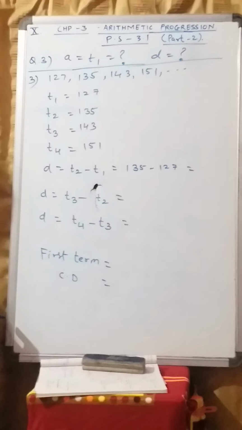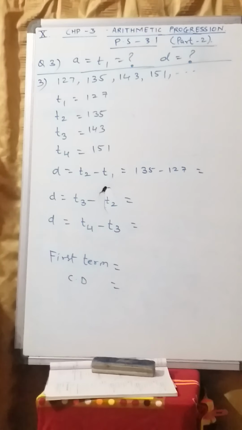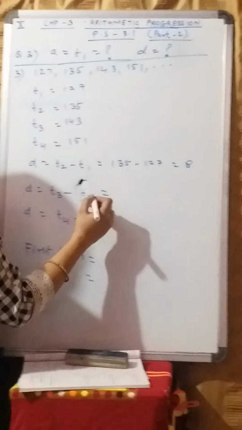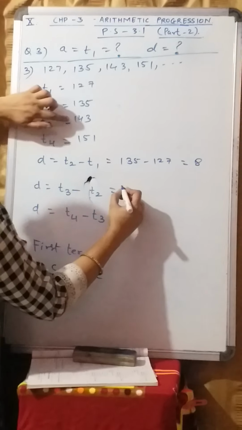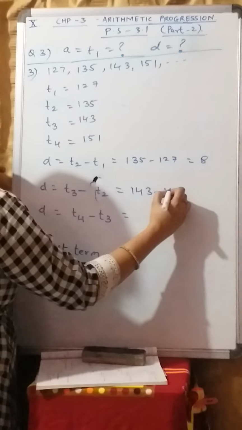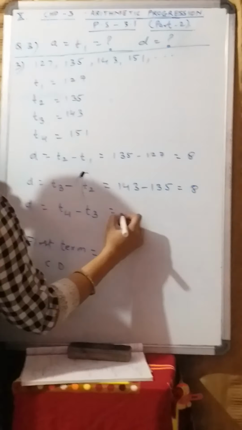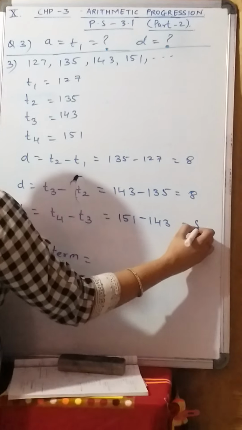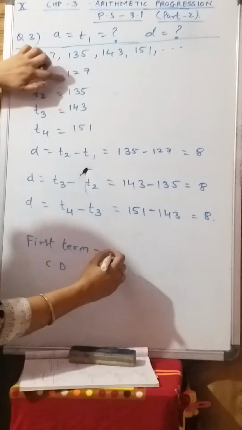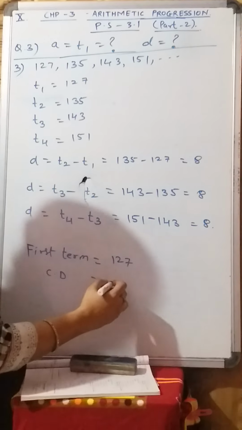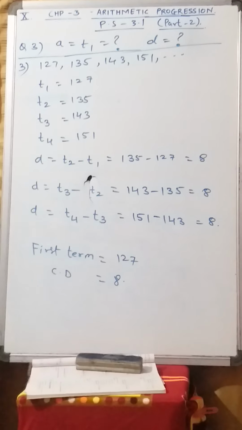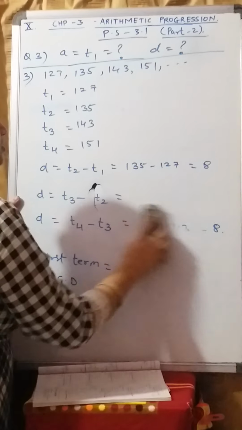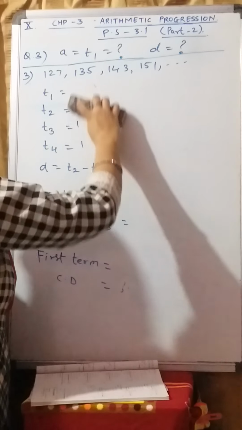Now D is equal to T2 minus T1, means 135 minus 127. What answer will you get after subtraction? 8. Then again T3 minus T2, that is 143 minus 135, you will get 8. Then 151 minus 143, again you will get 8. So the first term was 127 and the common difference was 8. Very simple. Now the fourth part and the last sum of this practice set.